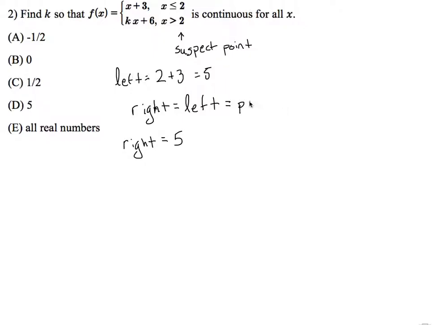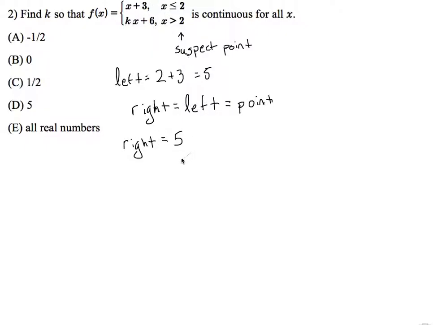Point. You got it. Good job, Isabel. Right equals left equals point. The point is where you have the equal sign, but we don't actually need that right now because the point is the left. I mean, they're the same equation here. All right, so the right needs to be equal to 5.